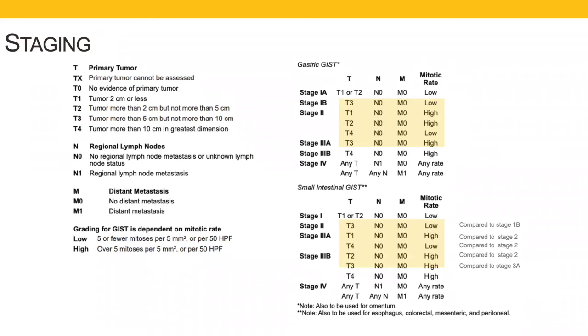Well, just consider it spread anywhere. Well, it's all five down to like two lines. Okay. The second line is that the non-gastric GISTs are upstaged compared to gastric GISTs. So the same tumor characteristics will cause a higher stage in a non-gastric GIST compared to a gastric GIST. And that's kind of what the yellow highlights there.